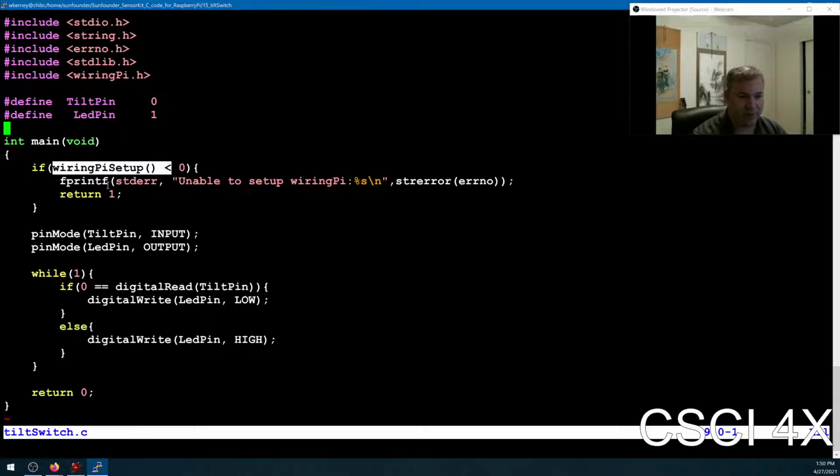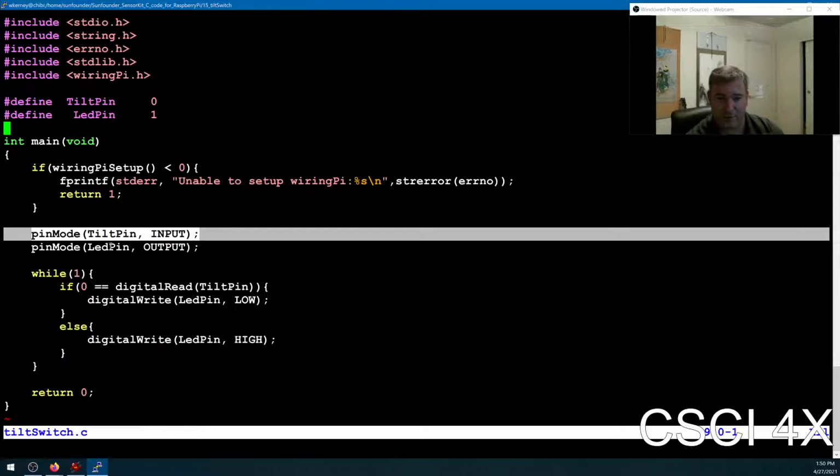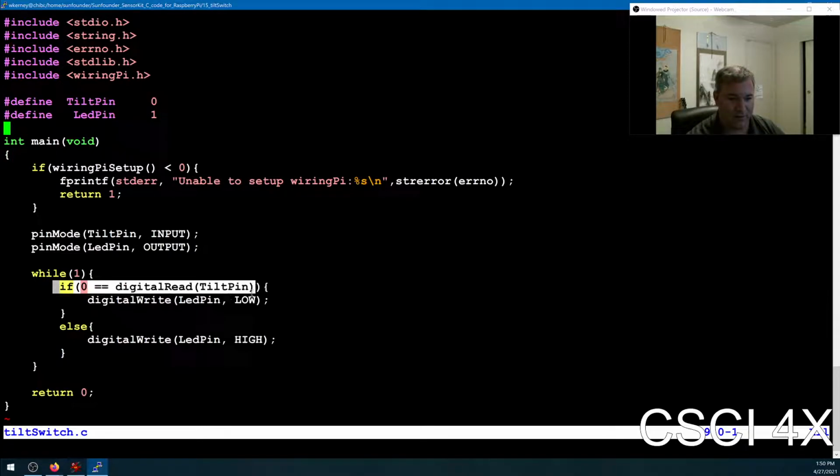So it tries setting up wiring pi. It sets up the pin for input from reading from the sensor. It sets up this pin for output to write to the LED. And then it'll just sit there and read over and over again. And see, if it reads a false, then it turns off the LED. If it reads a true, it turns on the LED. So basically, it just sits there in an infinite loop, reading over and over again from the sensor.